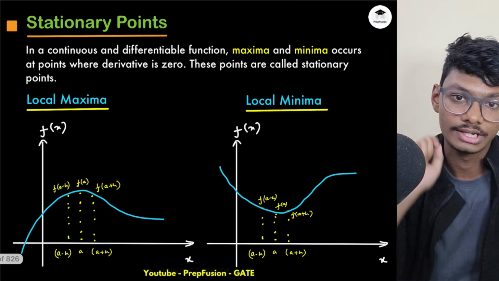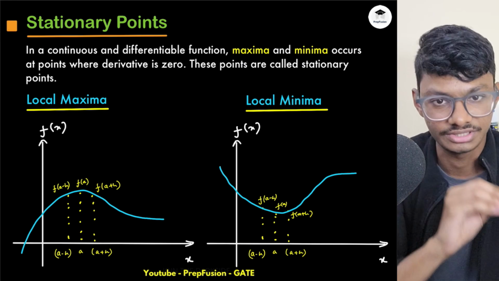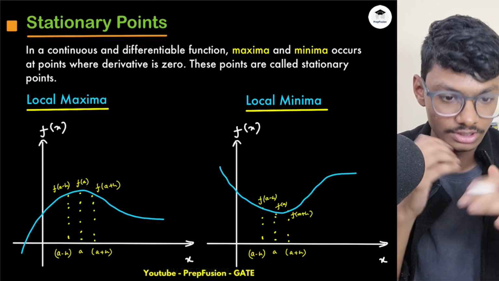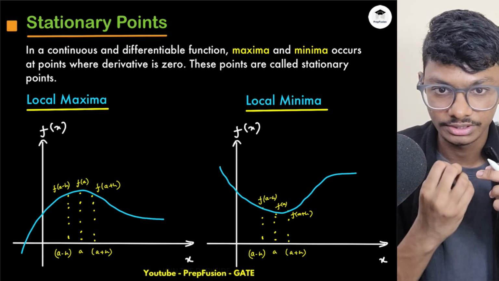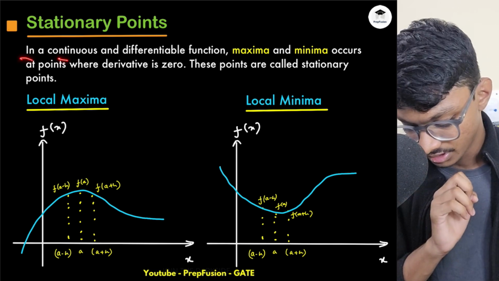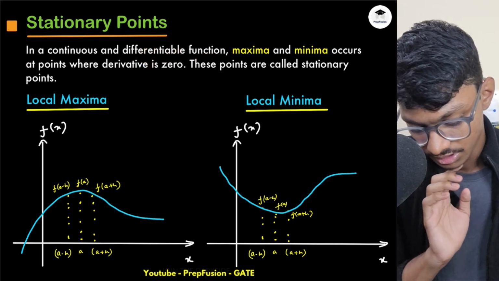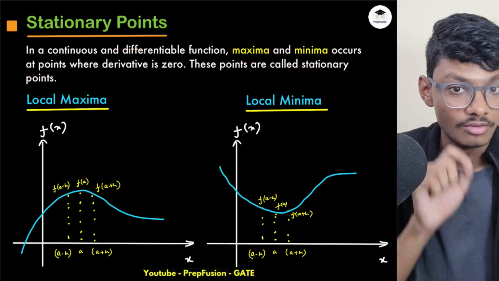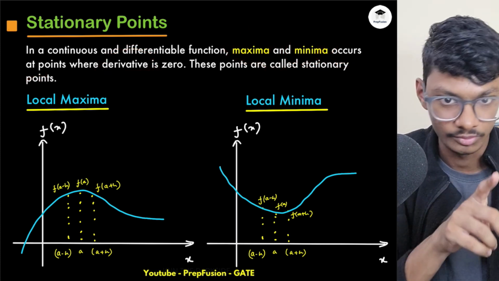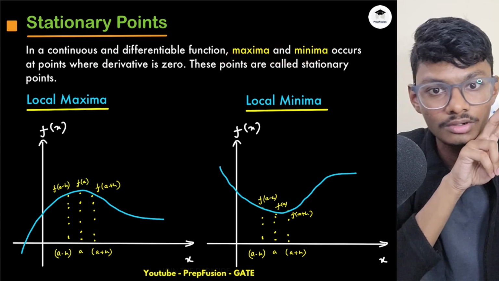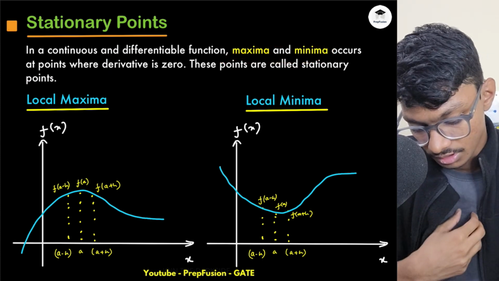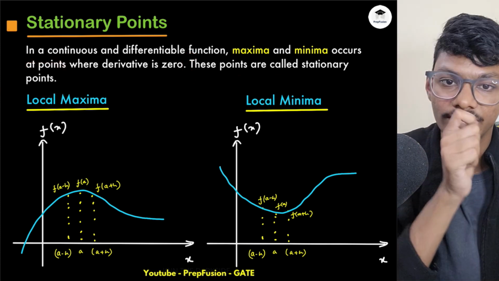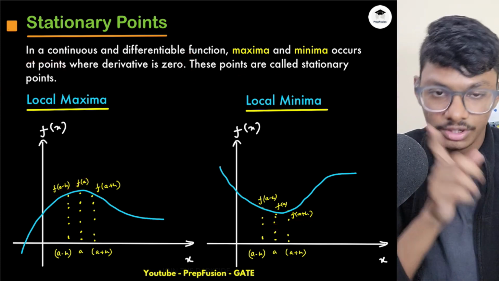So let's study a point that is known as a stationary point. What do you mean by stationary point? Now be attentive, because we will be studying a few things which are very important. For a continuous and differentiable function, the maxima or minima occurs at a point where the derivative is 0. Wherever my derivative is 0, maxima or minima will occur, that is for sure. These points are called stationary points.